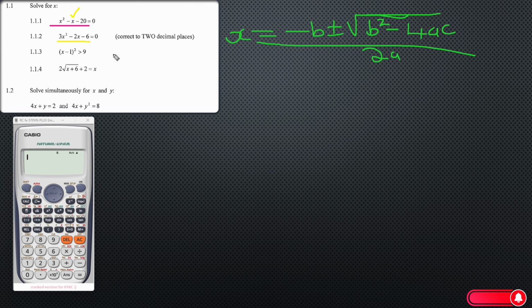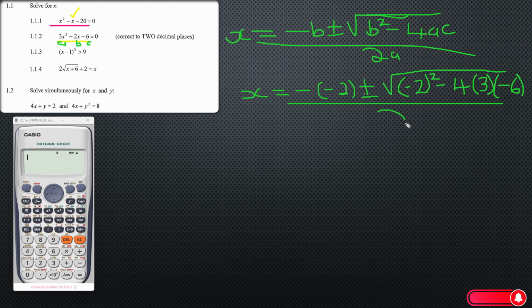With that, you can come down here and say this is supposed to be our A, this is our B, and this one is C. So x is equal to negative, and B will be negative 2, then plus or minus, B squared, negative 2 squared, minus 4, A will be 3, and then C, our constant, will be negative 6, all over 2 times A, which is 3. So our next step is x is equal to negative, and negative negative 2 will give you positive 2, and then plus or minus.